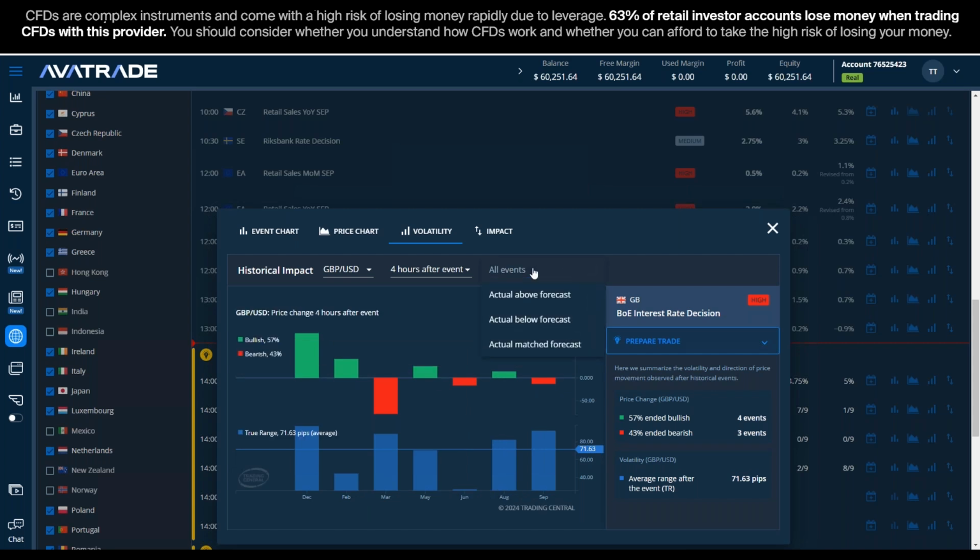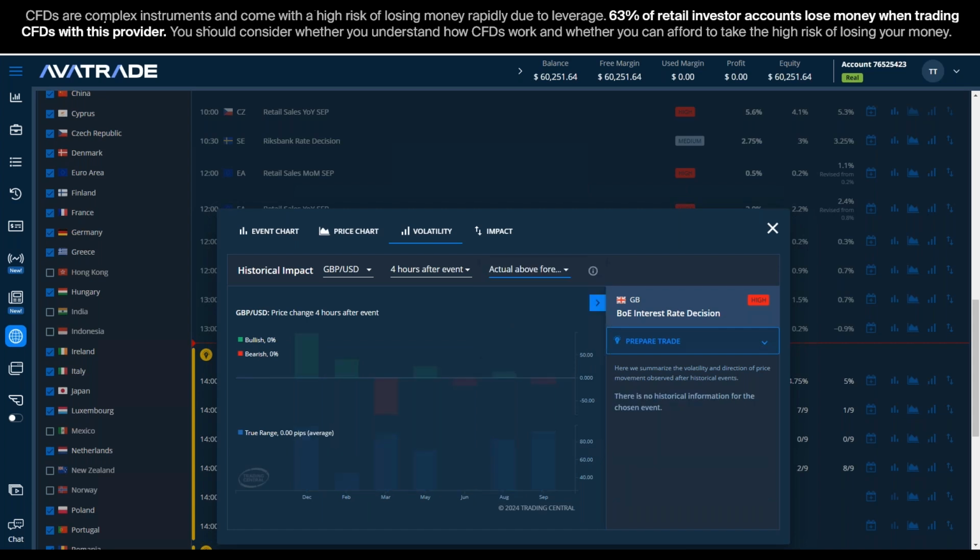If we want to qualify this and say, what if it came in higher than expected? Instead of going down 0.25%, what if they kept it the same? If we click on that, it has not happened. We don't have any data on that because it hasn't happened in the recent history. What if it comes in below forecast? Instead of a 0.25% cut, it comes in at a 0.5% cut. Again, no data on that. Okay, it came in at expectation each time.